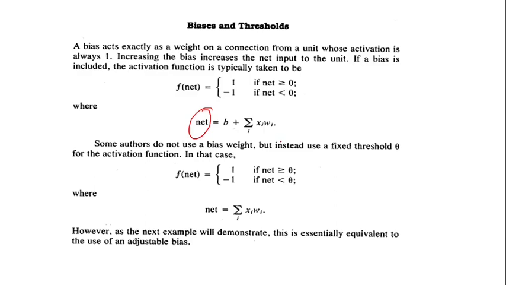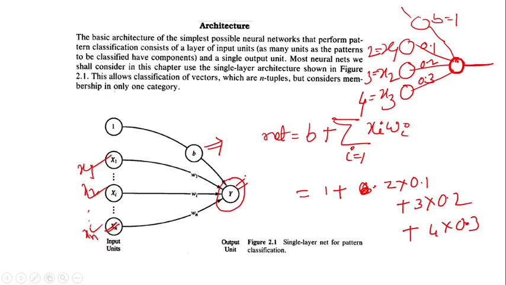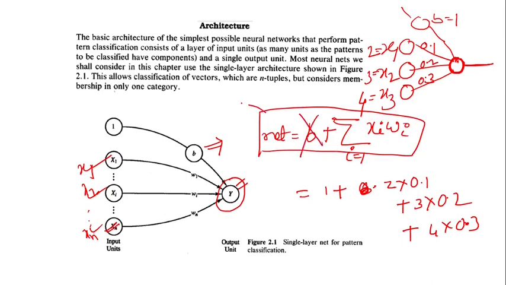Some authors do not use bias weights, but instead use a fixed threshold theta. If you don't use this bias b, if you simply ignore it, then in the expression this bias won't be there. So the net will be equal to just the summation of xi wi, i equal to 1 to n. So some authors do that.